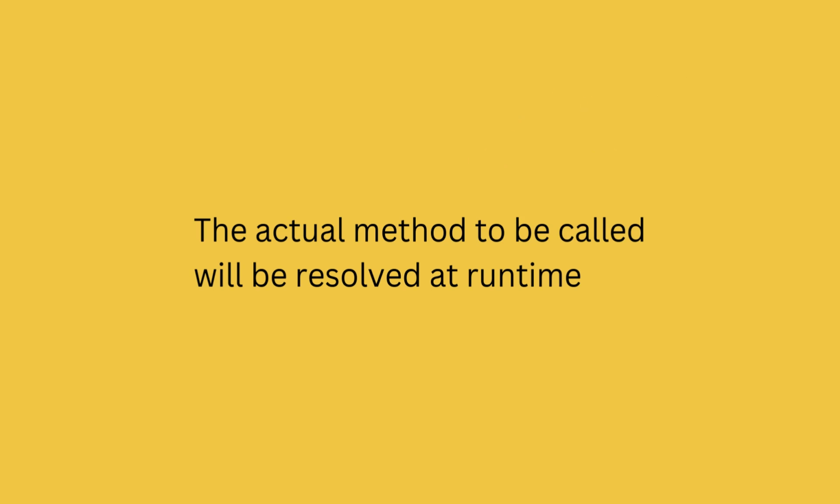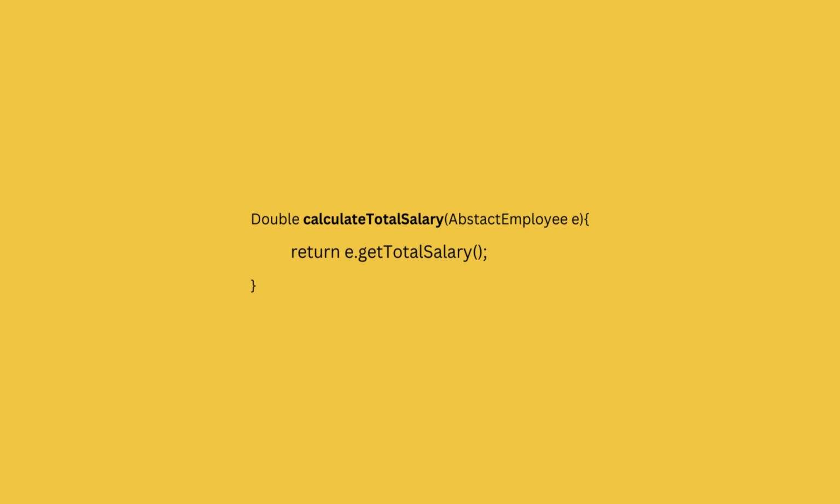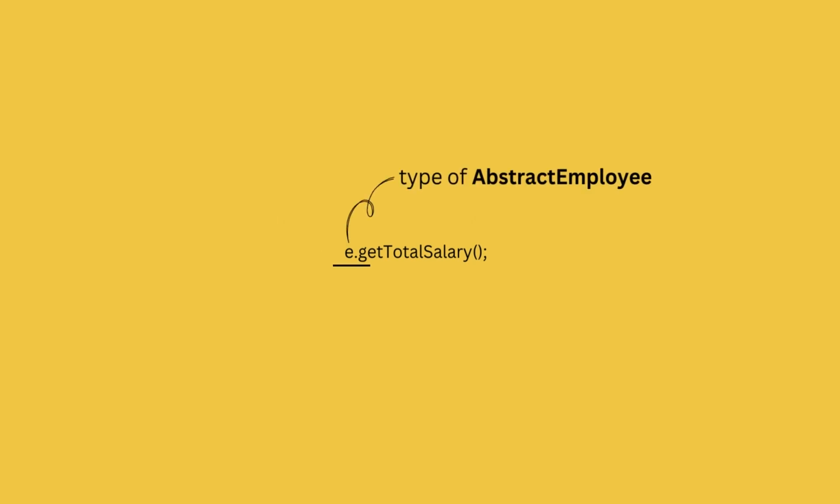In fact, we would not even require the method anymore. We can just call employee.getTotalSalary, provided the compile time type of the employee object is abstract employee.